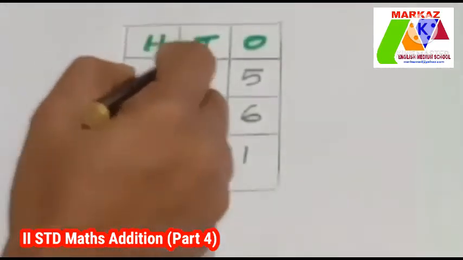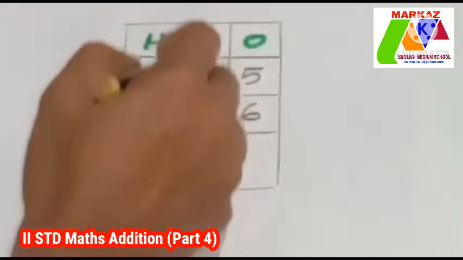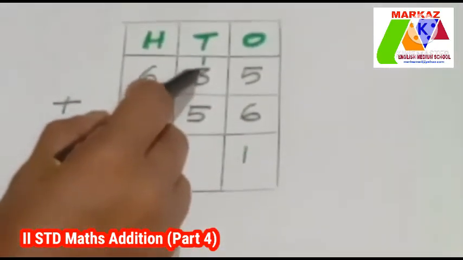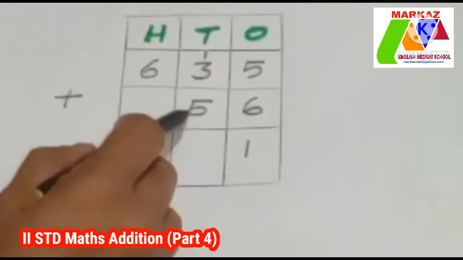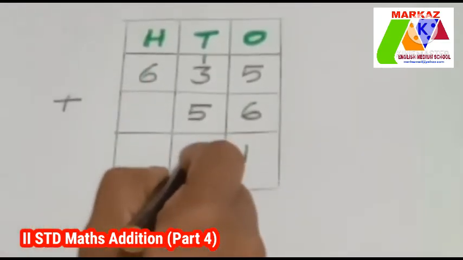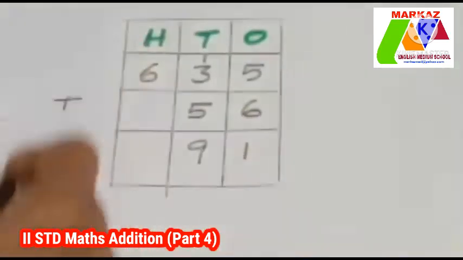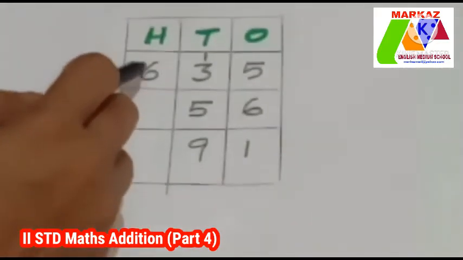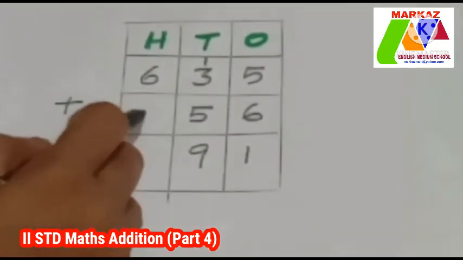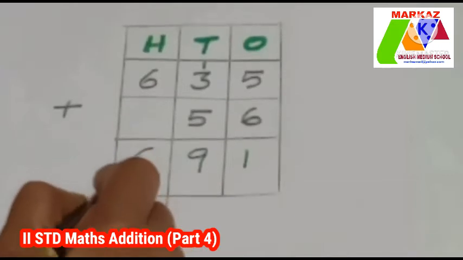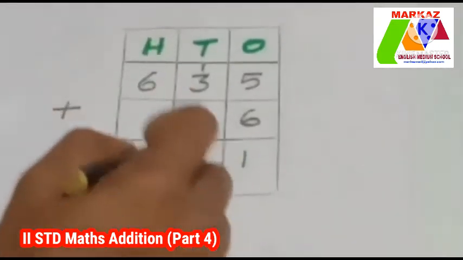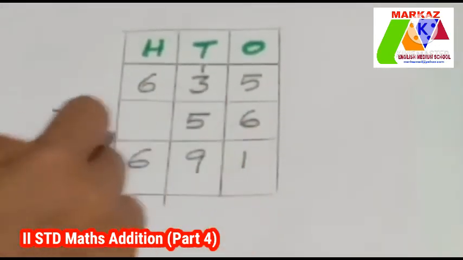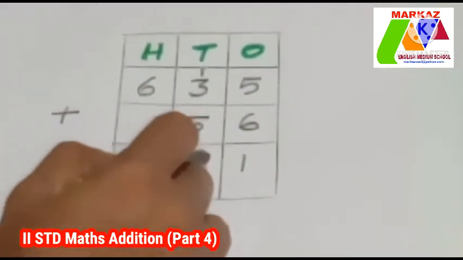Let's add the numbers at tens column. 1 plus 3, 4. 4 plus 5, 9. Let's add the number at hundreds column. 6 plus 0, 6. Thus, 635 plus 56 is equal to 691.